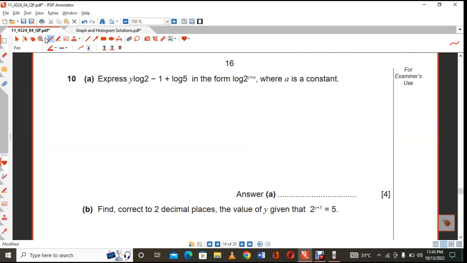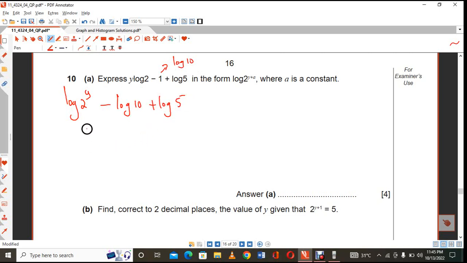We are close to the end. I know this is very tricky. Express y log 2 minus 1 plus log 5 in the form of log 2 raised to the power of y plus a. Okay, so first of all, this is log 2 raised to the power of y using my power law. And 1 is nothing but log 10. Okay, log 10 is 1. So minus log 10 plus log 5.